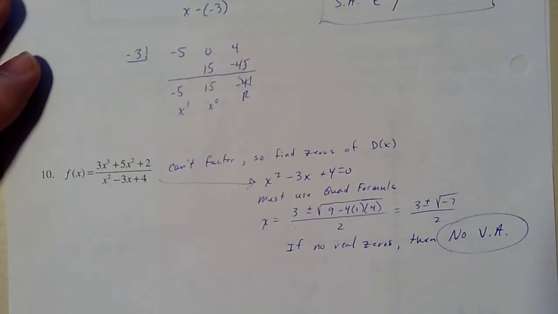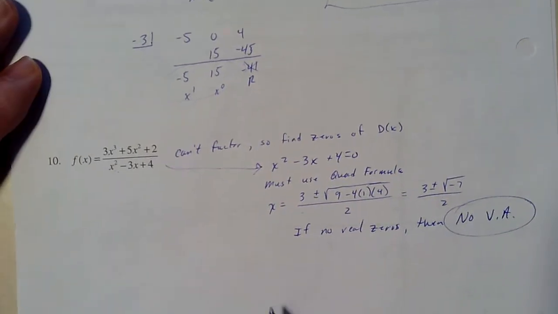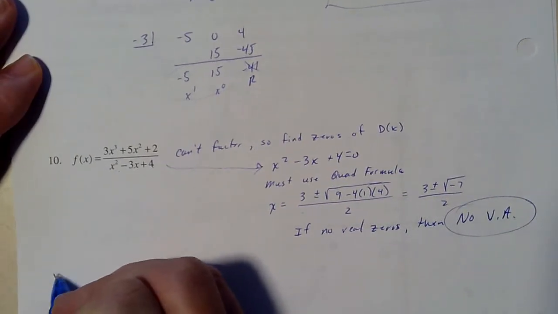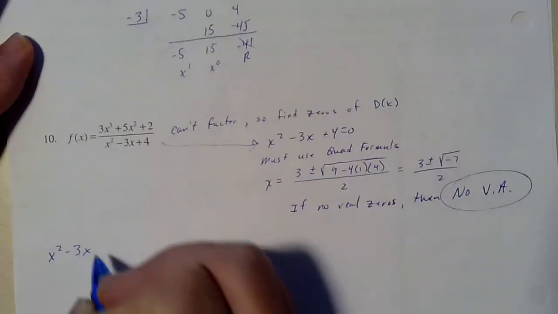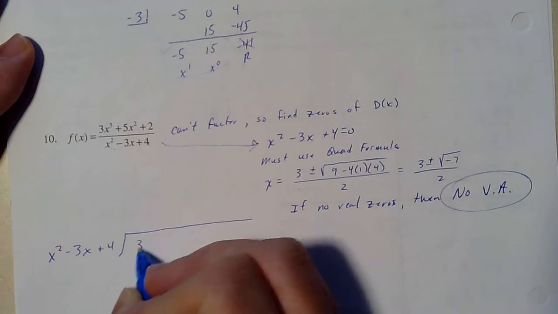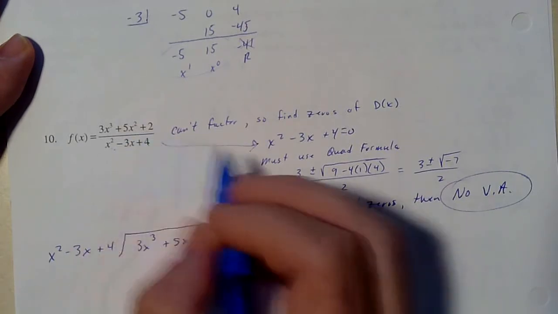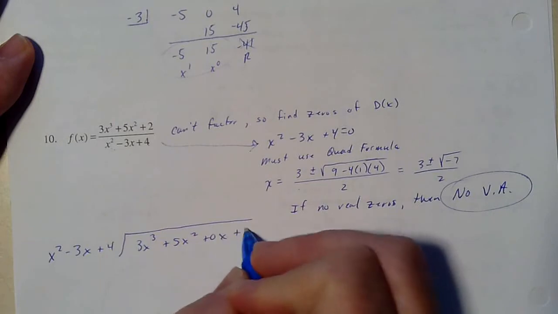Synthetic division, though, is out. You have to use long division. We should know that from section 2.3. All right, so what we have to do is take x squared minus 3x plus 4 and put that out front. Then 3x cubed plus 5x squared. I'm going to put 0x plus 2.